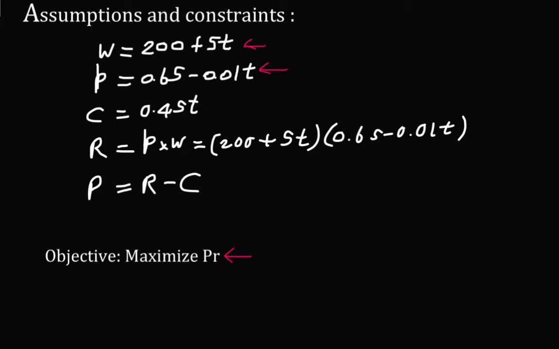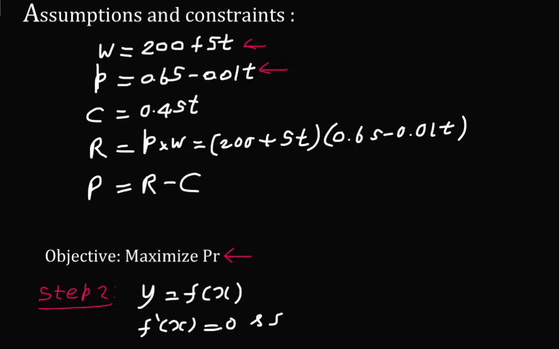Then go to step 2. What is step 2? Step 2 is to select the modeling approach. We know this is a one variable optimization problem, so we can write down y equal f(x) as the equation. Then we can get the first derivative, set it equal to 0 and solve for x. So this is the modeling approach in step 2.